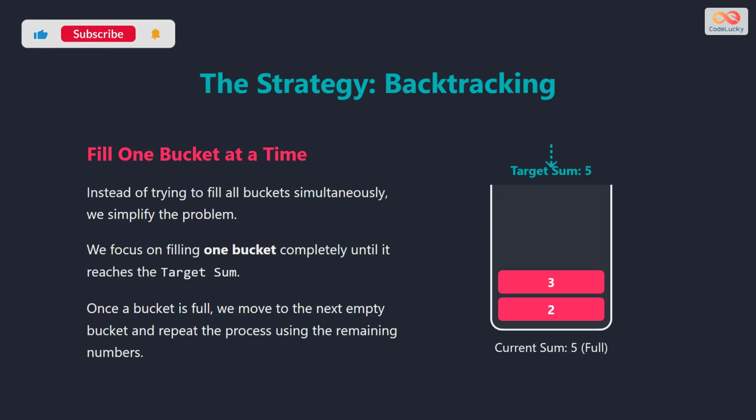The most effective way to solve this is using a backtracking strategy. Instead of juggling all k subsets at once, we focus on filling just one bucket at a time. We try to fill the first bucket until it reaches the target sum. Once it is full, we move on to the second bucket, and so on.